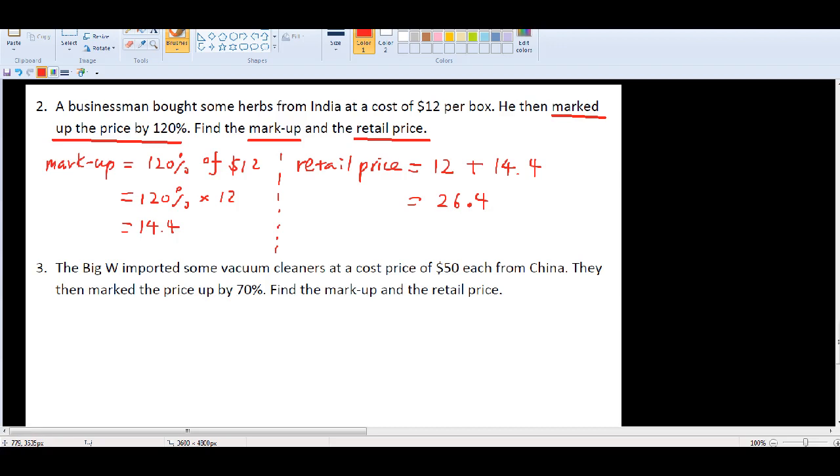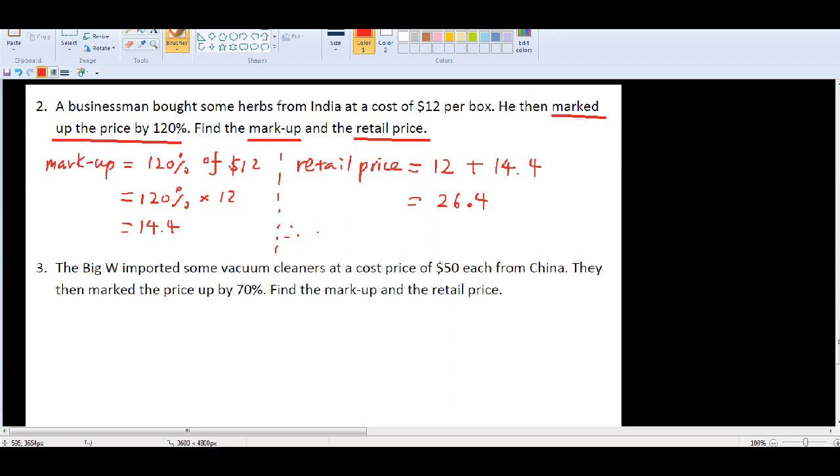So when you compare the retail price with the cost price, you see the retail price is much higher than the cost price. But that's natural, because someone goes to India to buy something and he wants to make money out of it. That's a very natural thing to do, right? Okay, so let's say that's one way to do it.